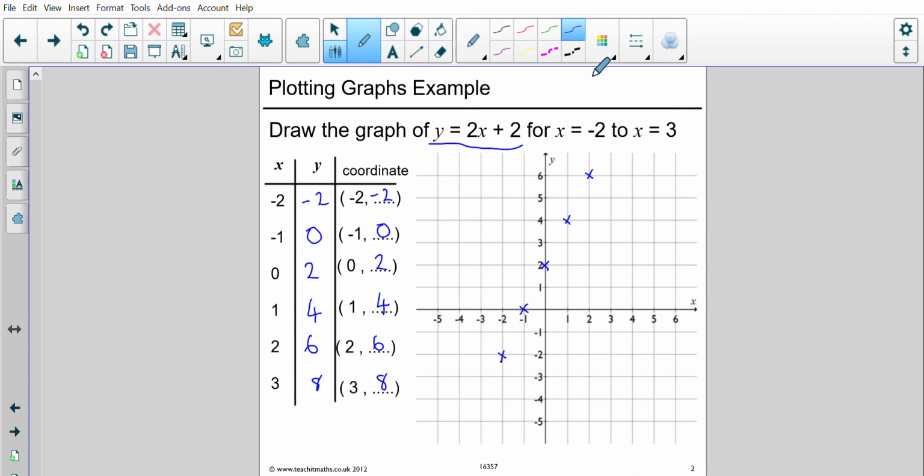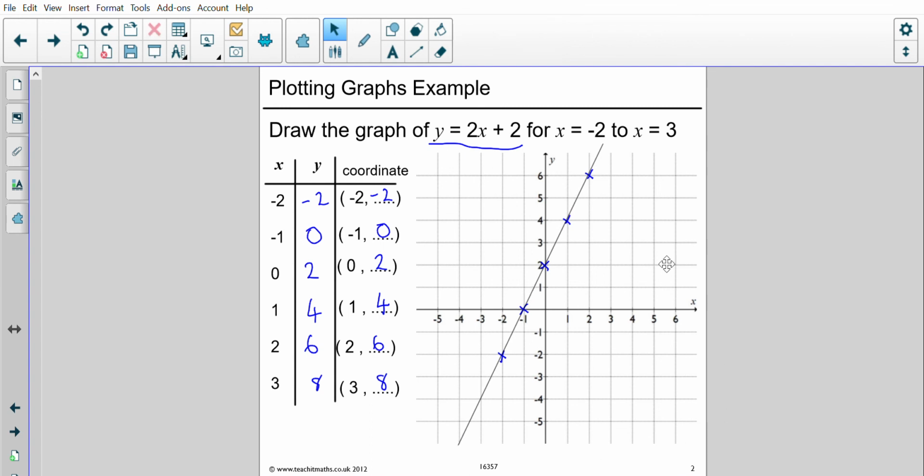Now it's really important that all of your points are going to lie exactly on a straight line. If they don't, then something's gone wrong, either with calculating your coordinates or plotting. So what you're going to do is get a ruler, and we've been doing this with a ruler and a pencil, and you're going to draw a straight line straight through the points. Now what we don't do is just join up the first and last point, because that line goes on forever and ever. So when you draw your lines, I want you to extend them beyond the first and the last point, so they go all the way across the grid like that. And there we have the line of y equals 2x plus 2.